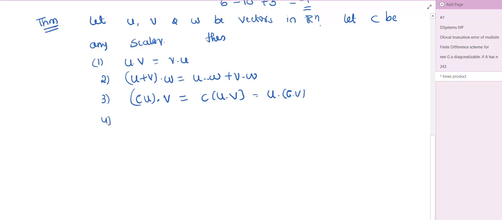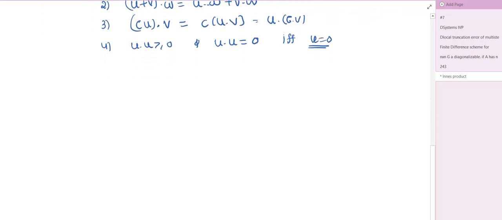Then the inner product U dot U is greater than or equal to 0. It's always non-negative. And U dot U is equal to 0 if and only if U is equal to 0. Only if the vector is 0 is the inner product of the vector with itself equal to 0. So these are the properties of the inner products.